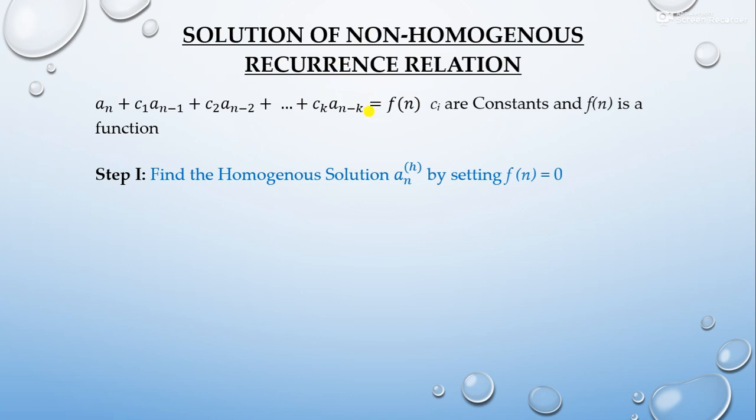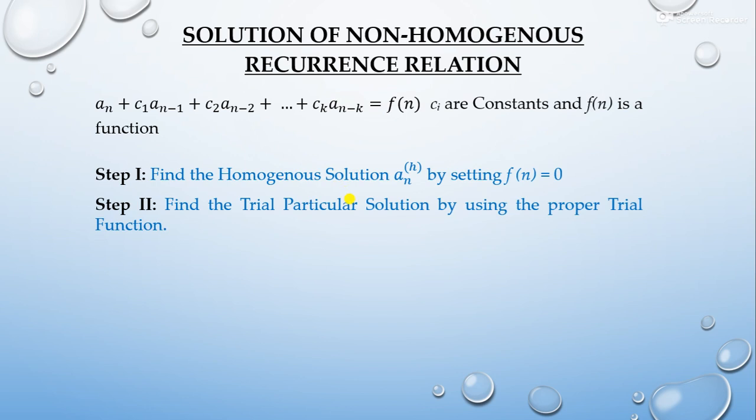The first step is that we first find the homogeneous solution, with the homogeneous recurrence relation. So first put Fn equal to 0. Now it becomes the homogeneous recurrence relation. Then we find the solution of this homogeneous recurrence relation as in the last lecture.